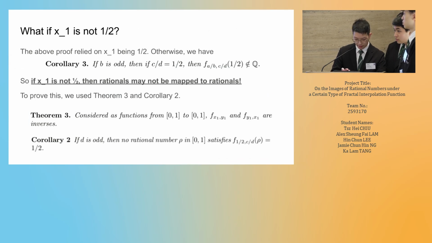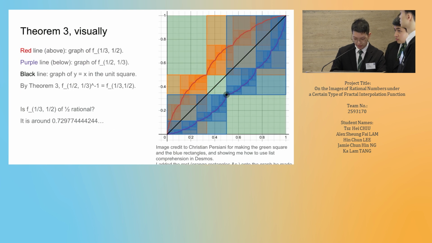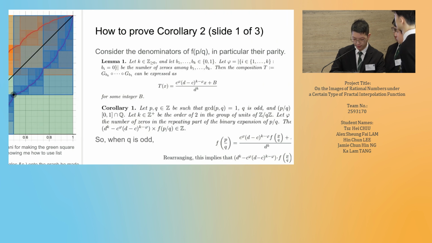So this is the statement of theorem 3, and then below that is the statement of corollary 2. And now we can actually view theorem 3 like this. So these are the various FIFs, and if this is f subscript x1 y1, then its inverse is going to be f subscript y1 x1. And so it turns out that the inverse of this FIF is going to be an FIF, and that's how we can view it visually.